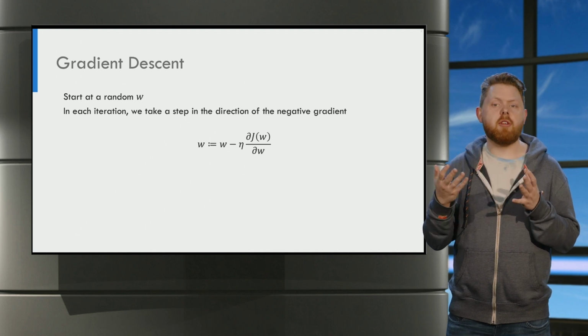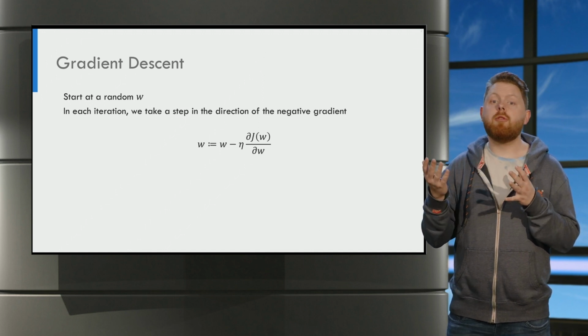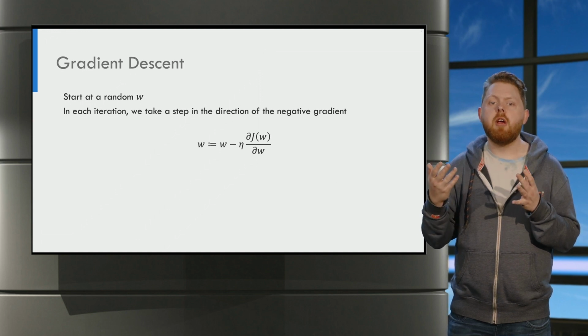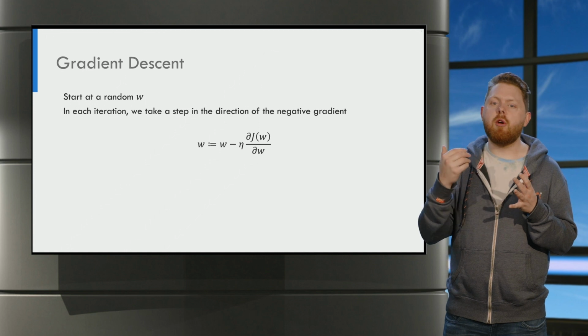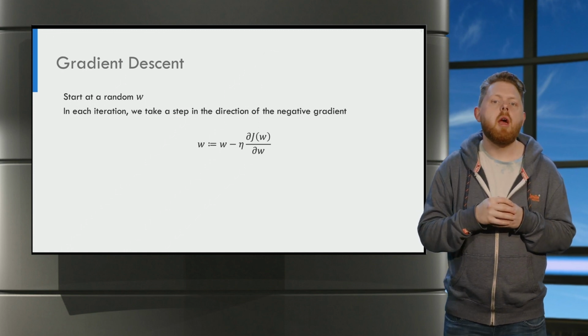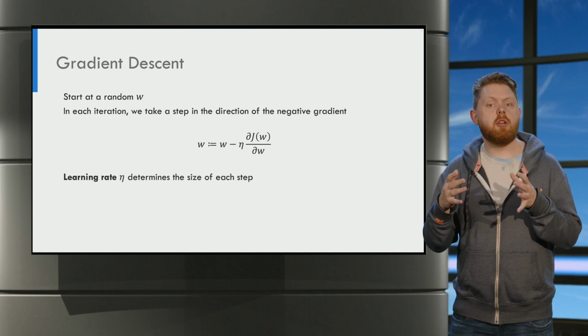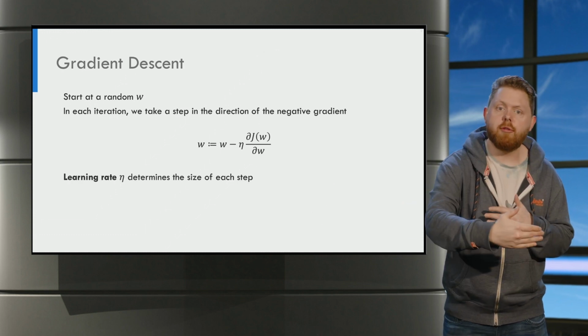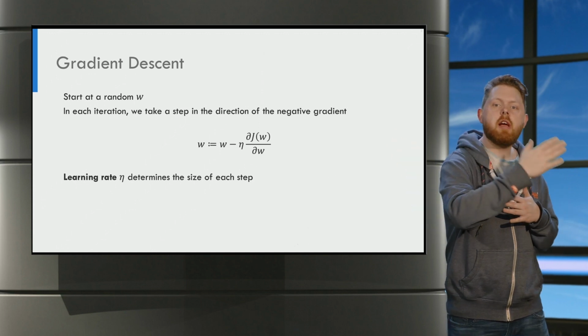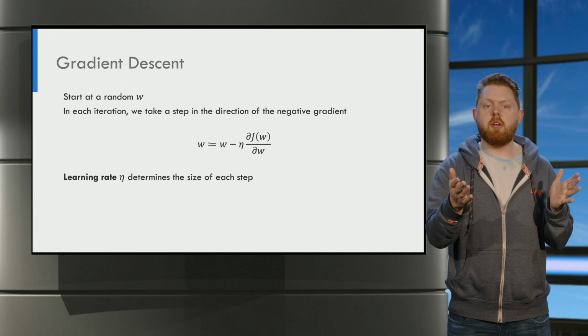Eta is always positive. Because of the subtraction, we move in the opposite direction of the gradient, thus in the direction of a lower cost. Now what is eta? Eta is a number that determines the size of our steps. The negative gradient tells you the direction and eta is a multiplier.